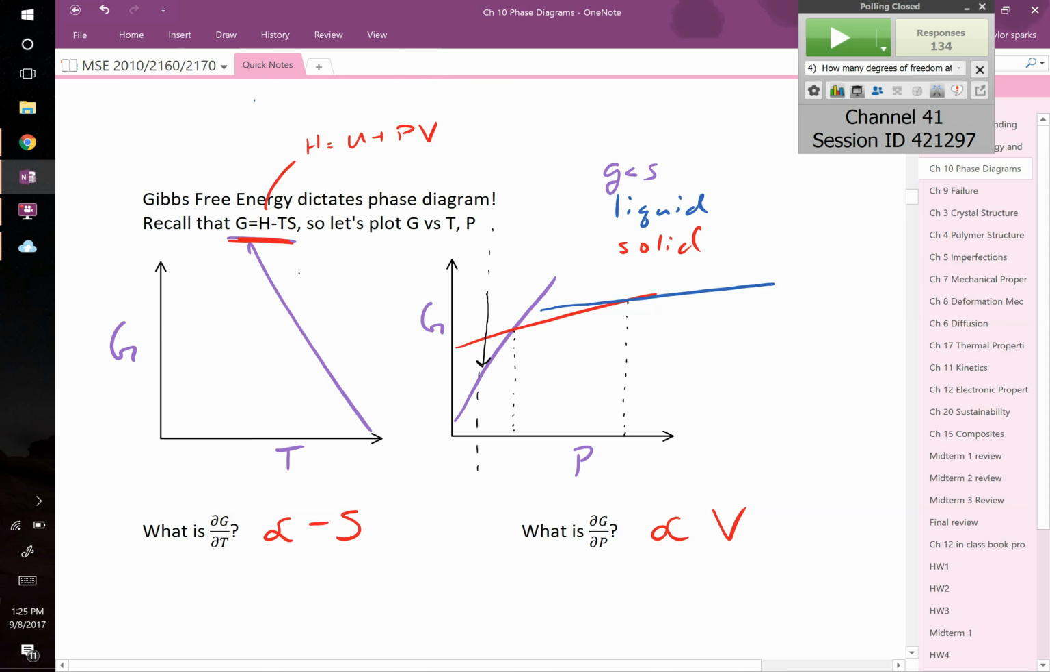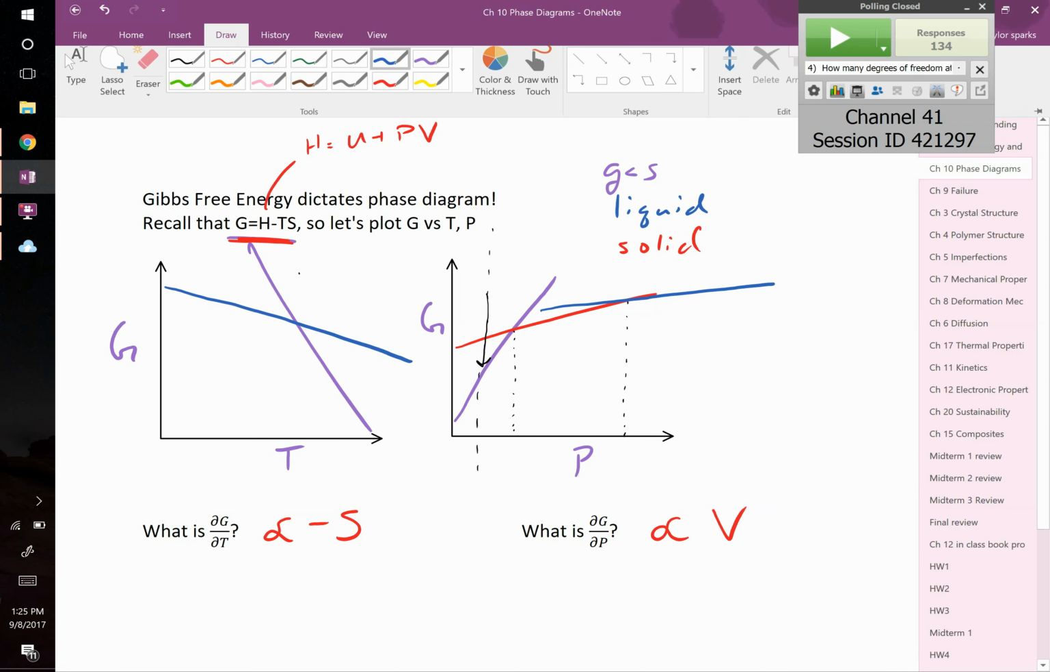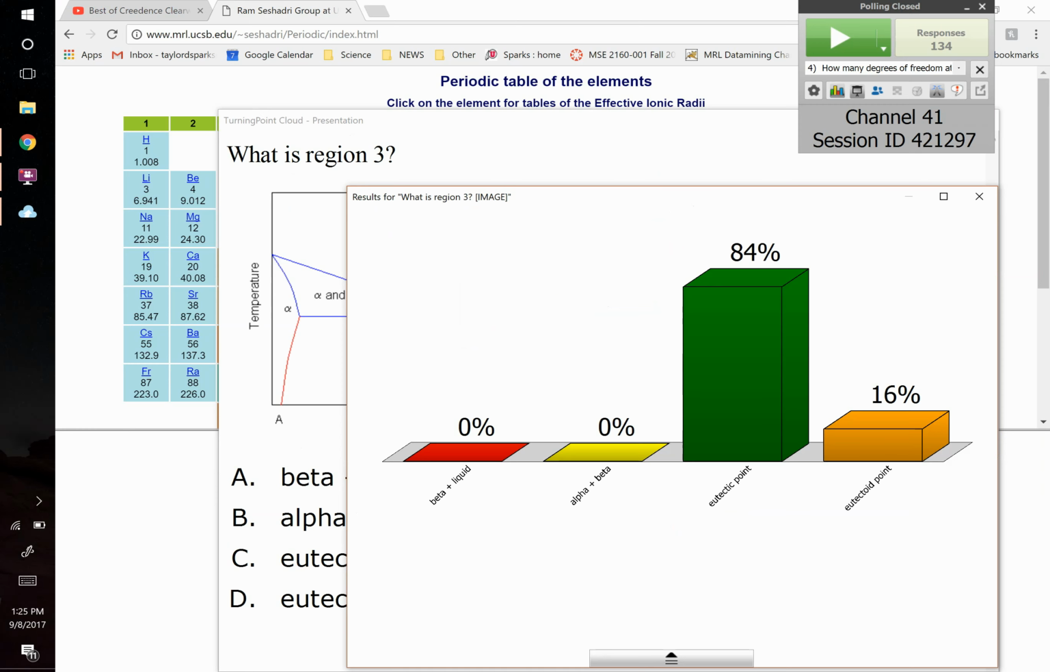Now then, which one's next, liquid or solid? Liquid definitely has more entropy than solid. All right, so let's draw it like that. And then finally, we're going to draw solid, and it's gone.